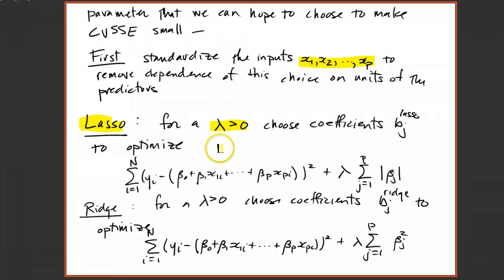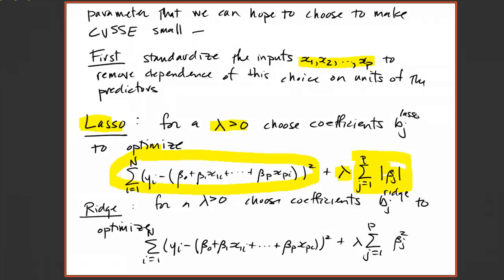To optimize, this is the ordinary, well, it's the error sum of squares for a particular choice, beta naught through beta 1 through beta p, plus this lambda times the sum of the absolute values of the coefficients on x1 through xp. Okay, so this is a penalty on the size of the regression coefficients. We don't penalize beta naught, so it's just beta 1 through beta p that we look at their absolute values.